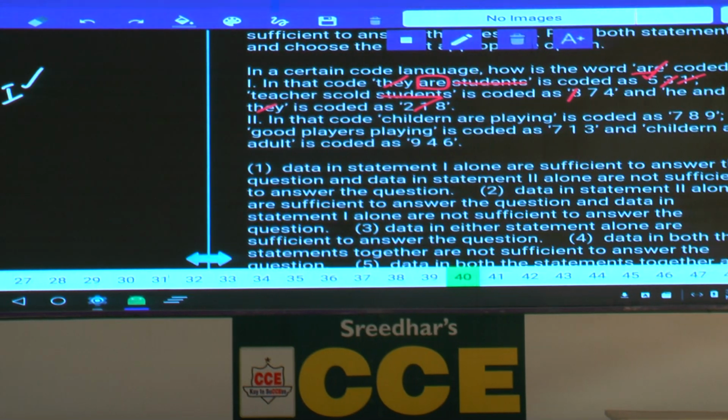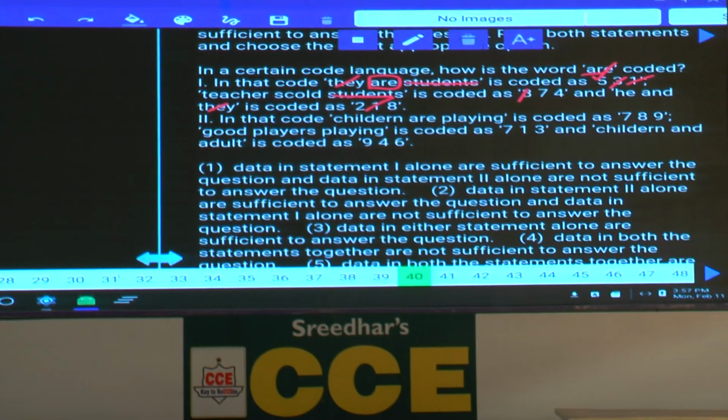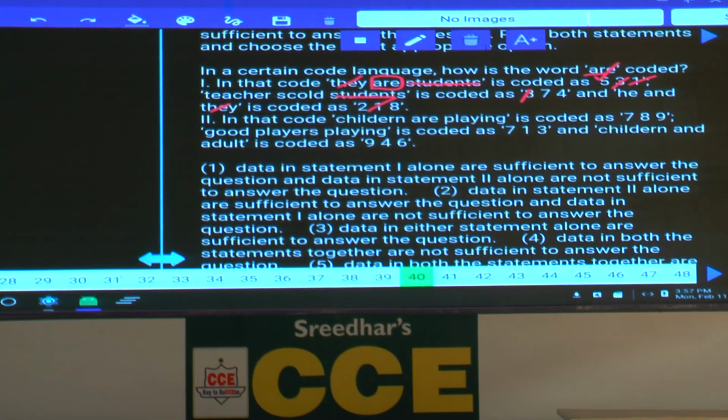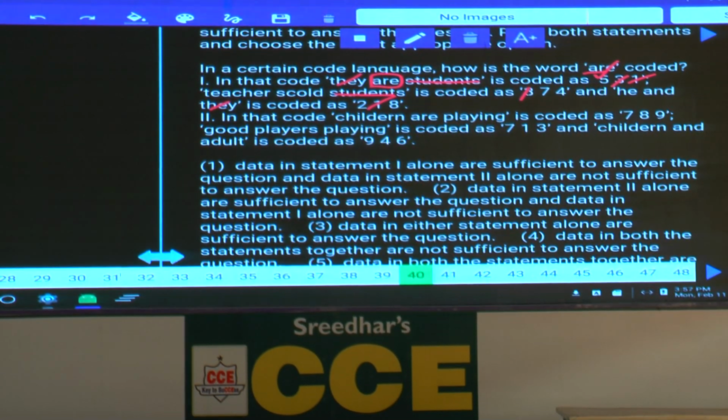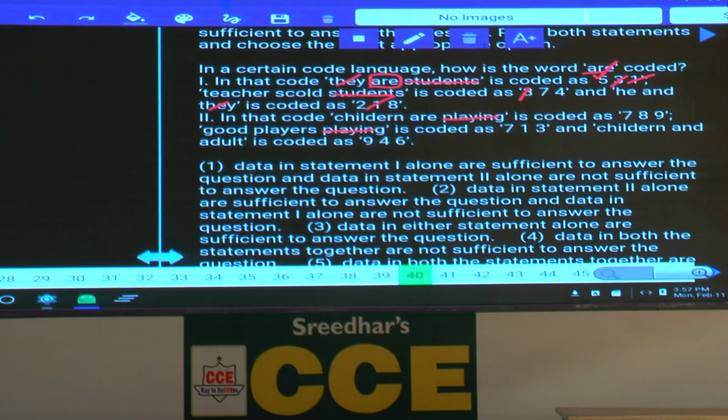Then condition number 2. Now in this condition number 2, children are playing, good players playing. Now playing is the word which is common and the code which is common is 7.